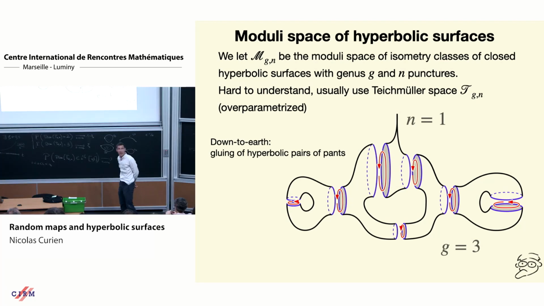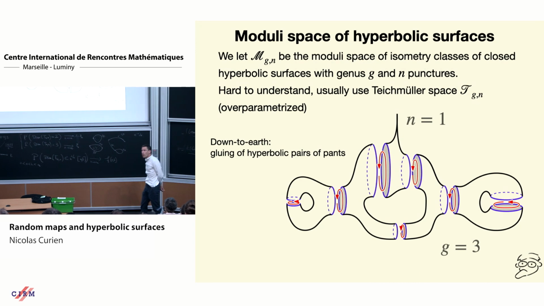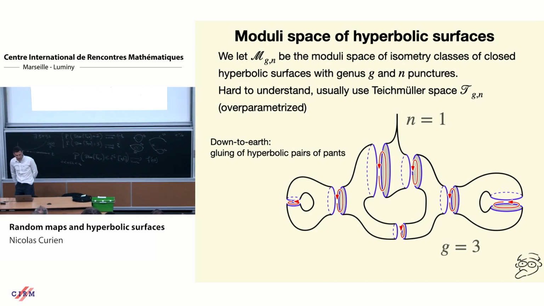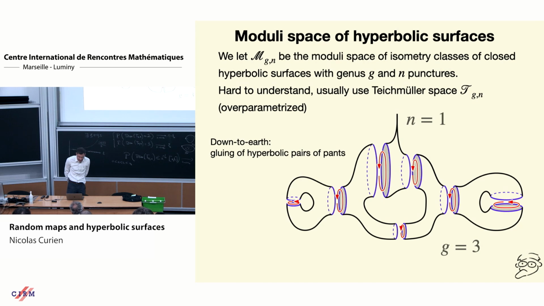So I guess most of you know this space. And most of you study this space. You all know it's a nice space, but that we don't understand very well. And we understand much better the Teichmüller space T_{g,n}. And for those who don't know what we are dealing with, let's go down to earth and let's consider gluing of hyperbolic pairs of pants.